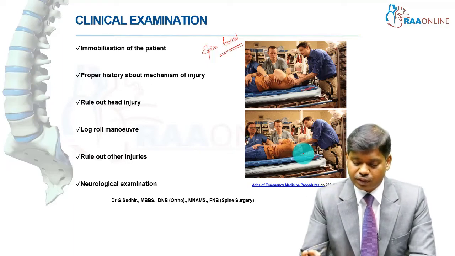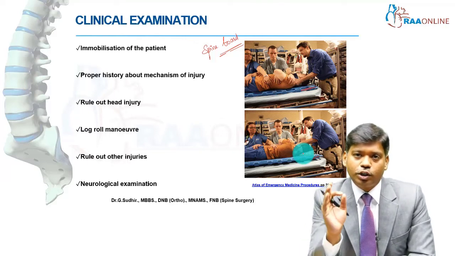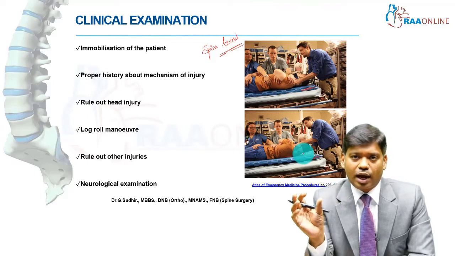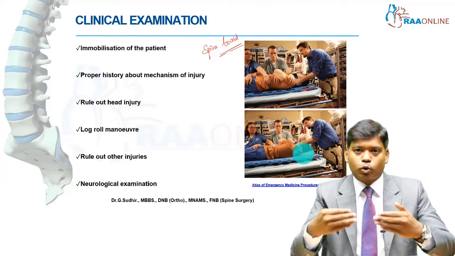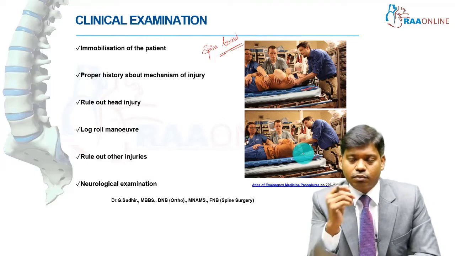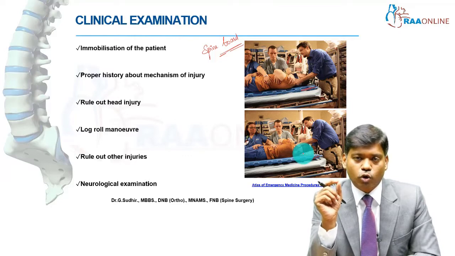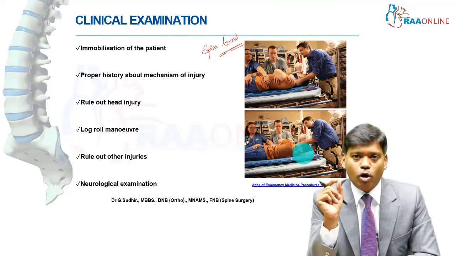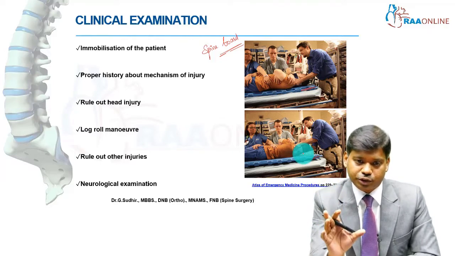This picture is from the Atlas of Emergency Procedures to show how log rolling is done. Log rolling should be done with a minimum of 3 to 4 people, and you have to place your hands in the respective positions, and as a team you have to rotate the patient. You should not turn the patient like this and that as you want, because in a suspected spine fracture, especially in patients with normal neurology, you have to be extremely careful not to destabilize the spine, because it can result in neurological injuries.